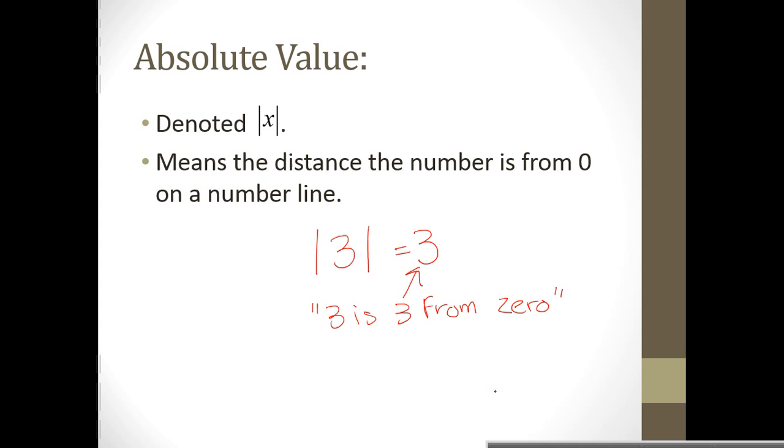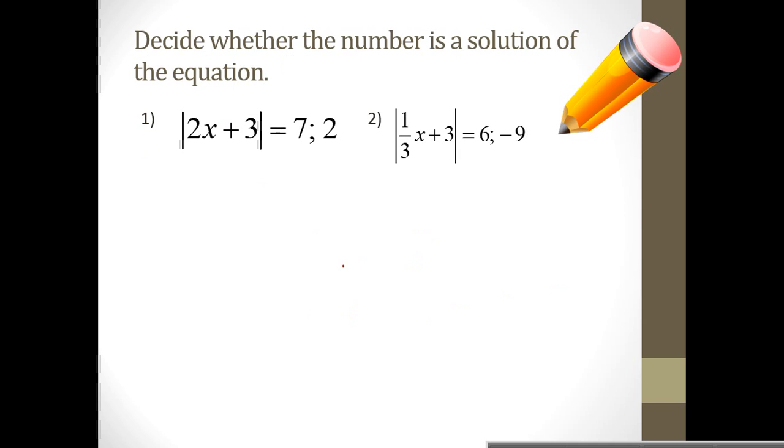Now, what we're going to use this for is extending it so that there's not just a number inside the absolute value, but a variable expression, so it's going to have some x's in it. This is what absolute value equations look like: the absolute value of 2x plus 3 equals 7. They want us to see whether this number they give us, 2, is the solution to my equation. So I'm going to plug in 2 for x. I get the absolute value of 2 times 2 plus 3 is equal to 7.